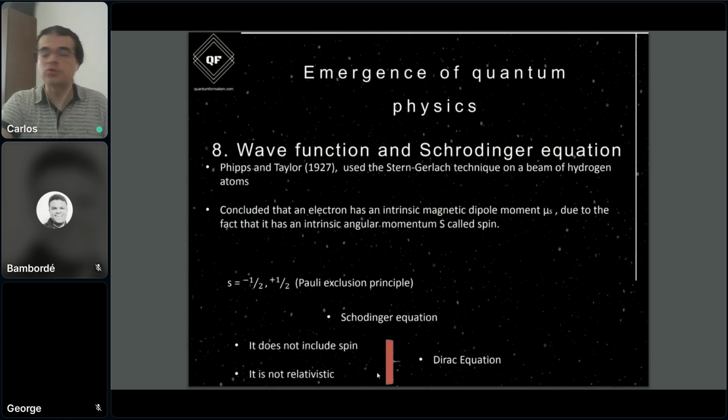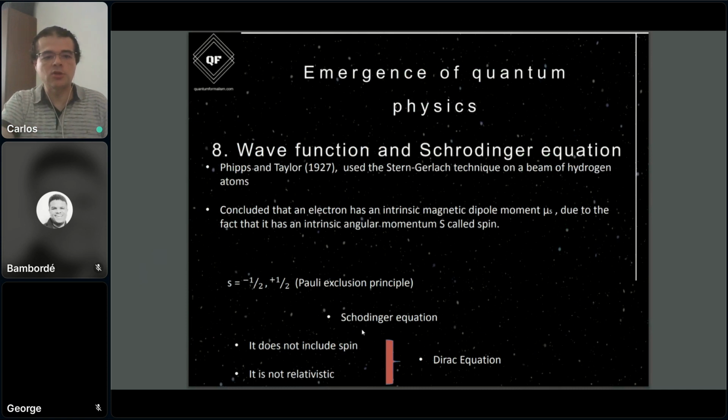It also is not relativistic. I didn't talk about relativity today, even special relativity, but it's another idea that happened during this period. Special relativity, given to us by Einstein, is from 1905, and general relativity is from 1915. But the Schrödinger equation is not relativistic, in the sense that special relativity is not included.